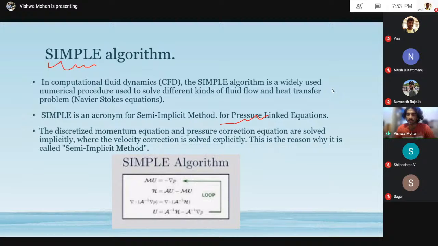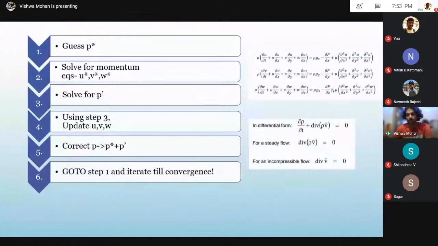The discretized momentum equation and the pressure correction equation are solved implicitly, whereas the velocity correction is solved explicitly, and this is the reason why it's called semi-explicit. So one is solved implicit, one is solved explicit. So here I'll just highlight it, and we are done with this, and we'll go for the live simulation.